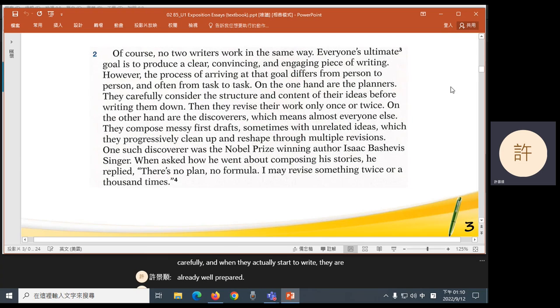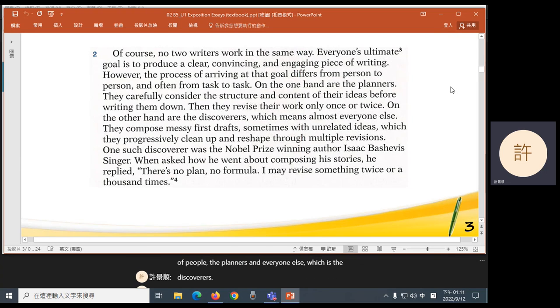"On the other hand are the discoverers," which means almost everyone else. So this tells us that this essay will only talk about two groups of people: the planners and everyone else, which is the discoverers.